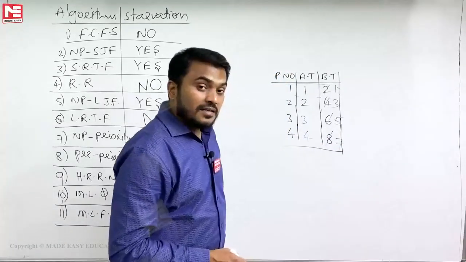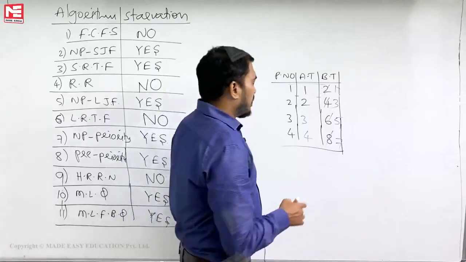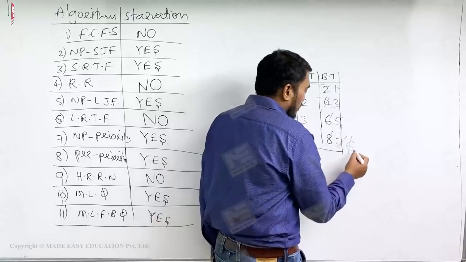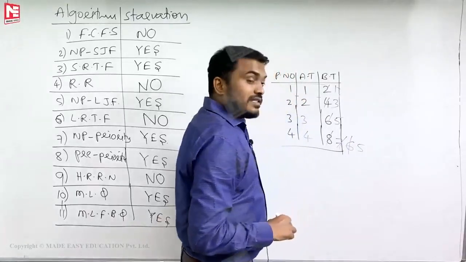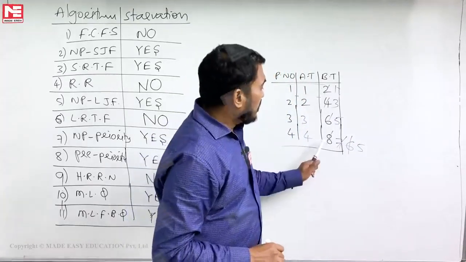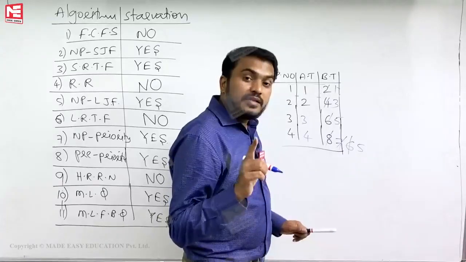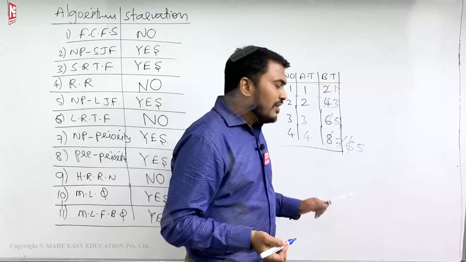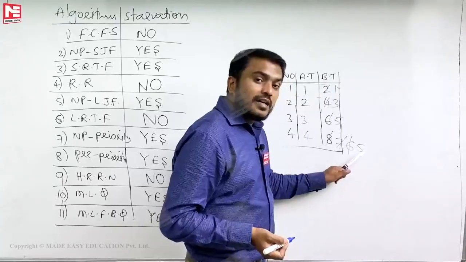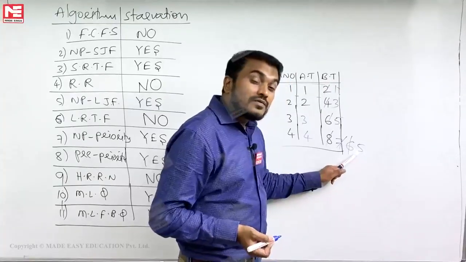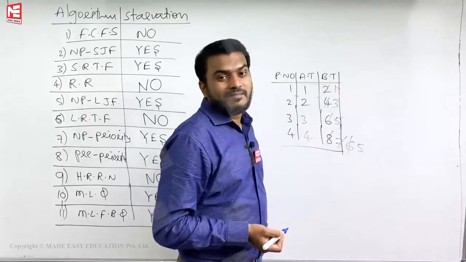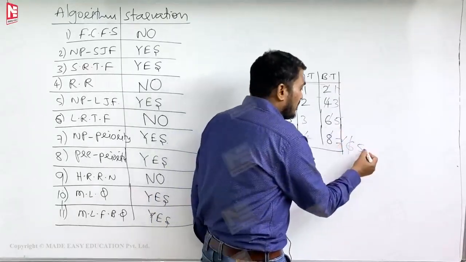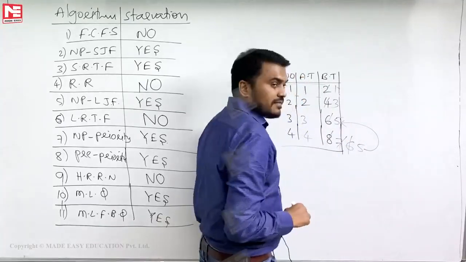Now, after that, what did you do? After that, what have you done? Okay, you have executed for 1 more unit, 6. We have executed for 1 more unit, 5. After executing this process for some amount of time, definitely the remaining time of this process will match with what? The previous process. So when these both burst times are matching, you leave this process and you schedule this process.